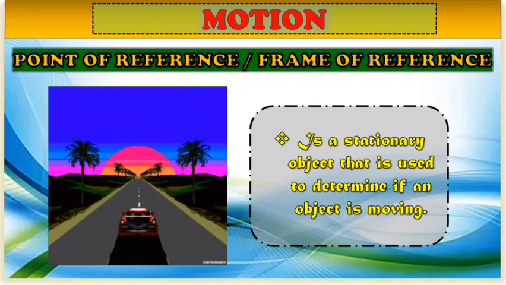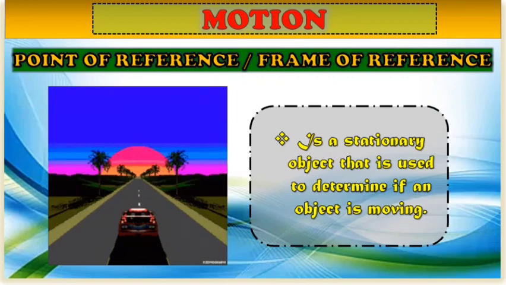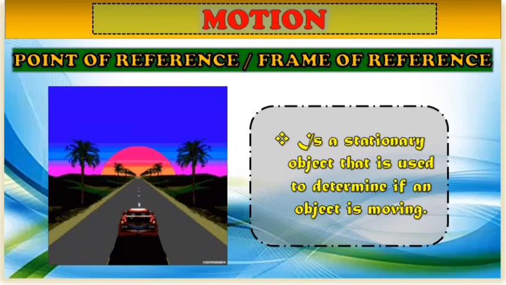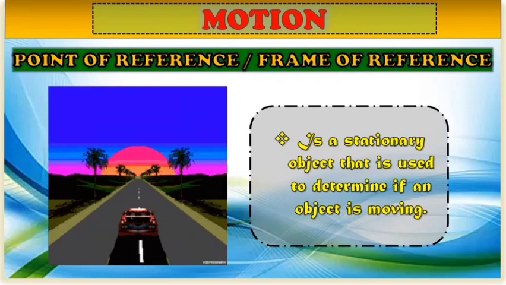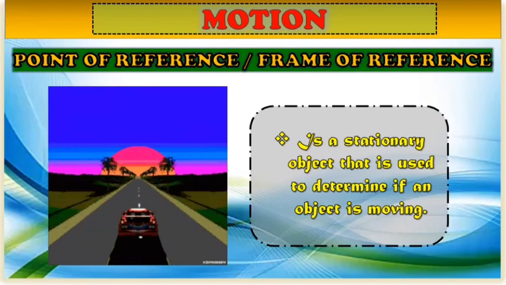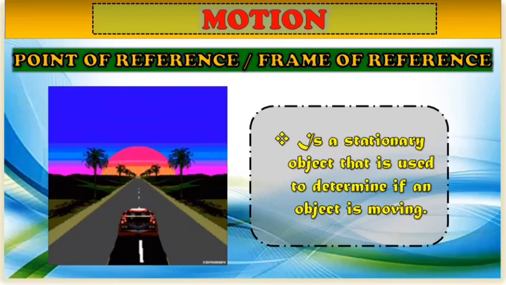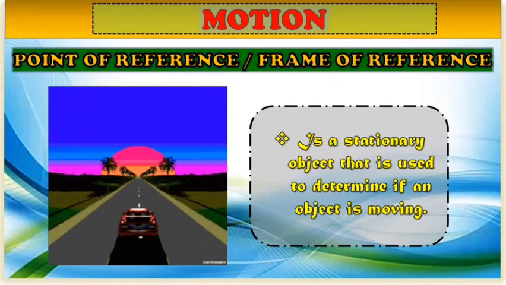O, halimbawa, yung driver dyan, tapos yung katabi niya. Do you think there is a motion there? So, wala. There's no motion inside the car kasi hindi sila gumagalaw doon sa loob. Yung car lang yung gumagalaw. Okay.